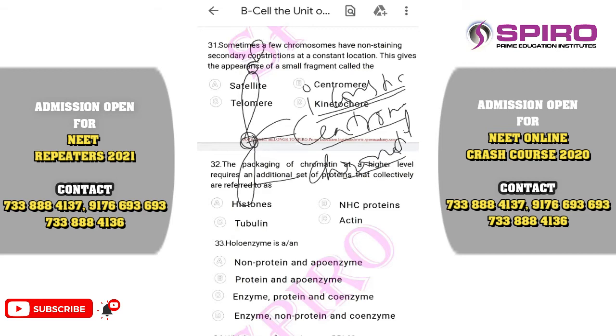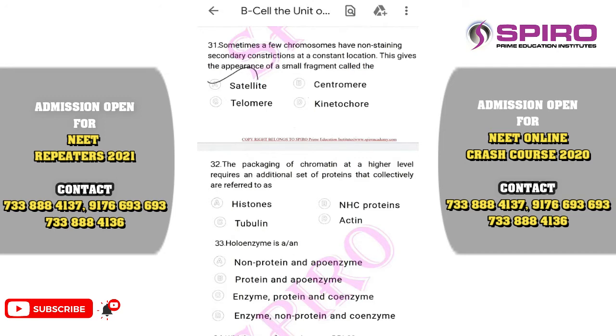In certain chromosomes, not on every chromosome, a secondary constriction exists. This is called a secondary constriction. The portion of the chromosome above this secondary constriction is called the satellite. They are present at a constant location. It is like a small fragment above the secondary constriction. So the correct answer here is satellite.